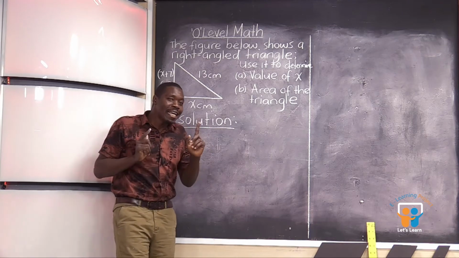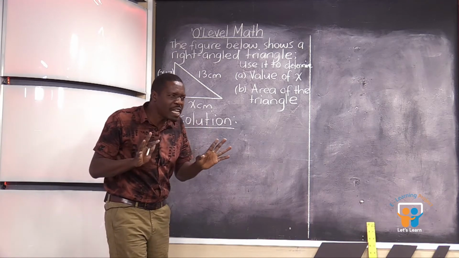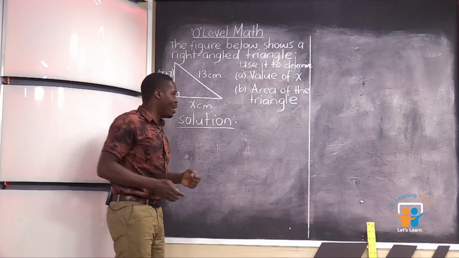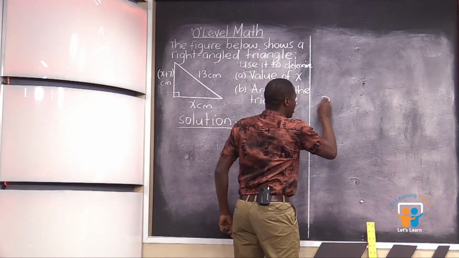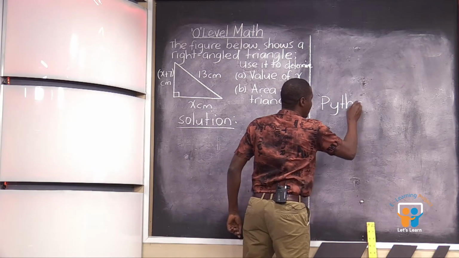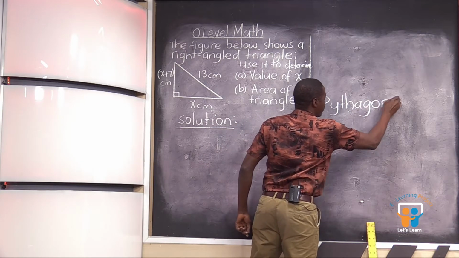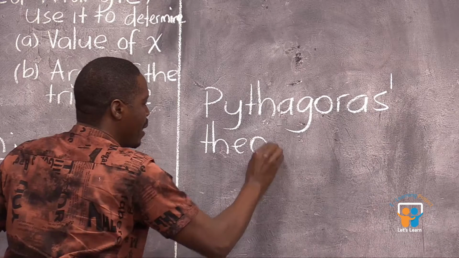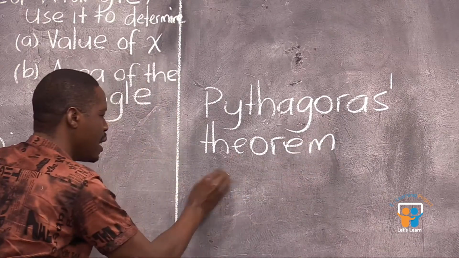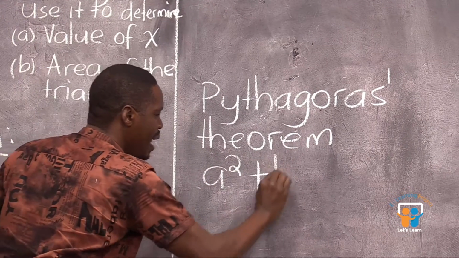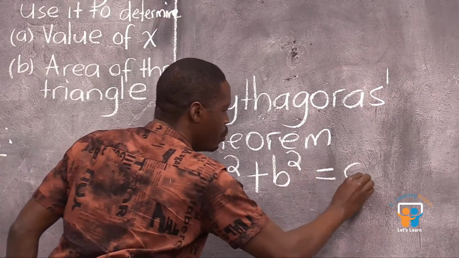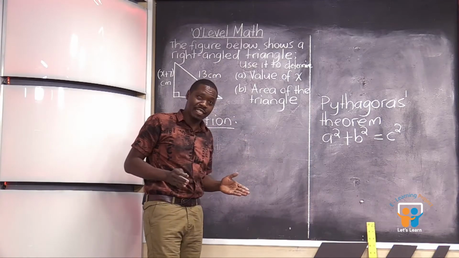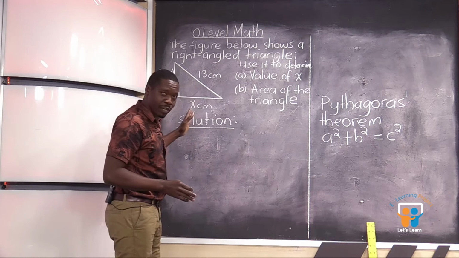Remember, some few years back, we used to talk about the Pythagoras theorem. Now, I know some people might not be remembering that. We call that the Pythagoras theorem. And remember, the Pythagoras theorem used to state that a squared plus b squared is equivalent to c squared. And that is exactly what we are going to use tonight in solving for the value of x.